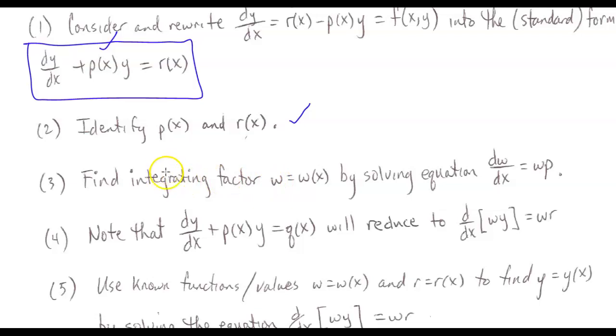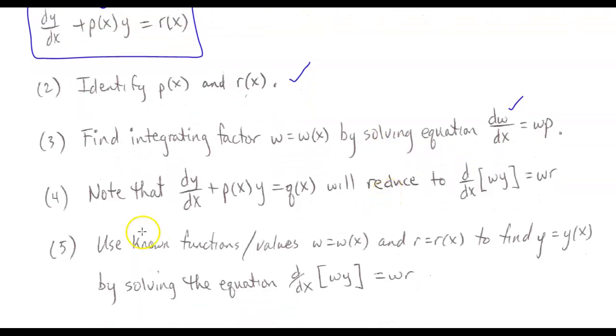We use the information about p of x in this equation to be able to solve for w, which will be our integrating factor. From that, we note that this particular equation here will reduce to this. Now, why and how does that happen? Well, it happens that way because of the fact that we are multiplying w here, and this says q of x, but I think I used r of x earlier, so let me go ahead and correct that. So we're going to use r of x here.